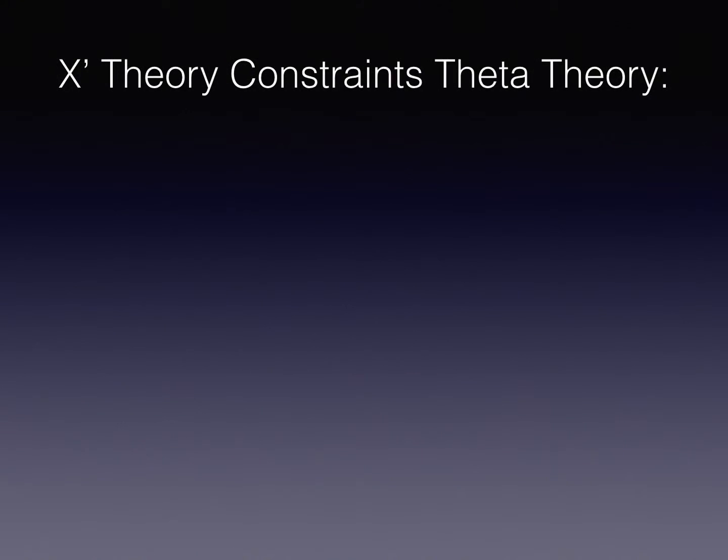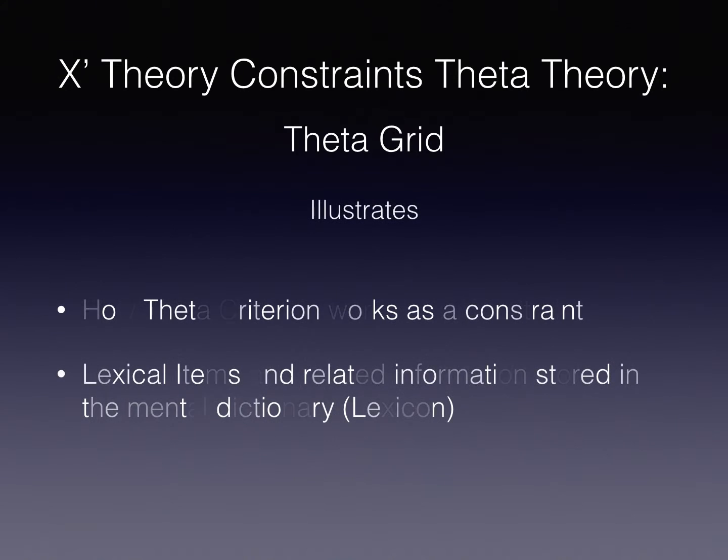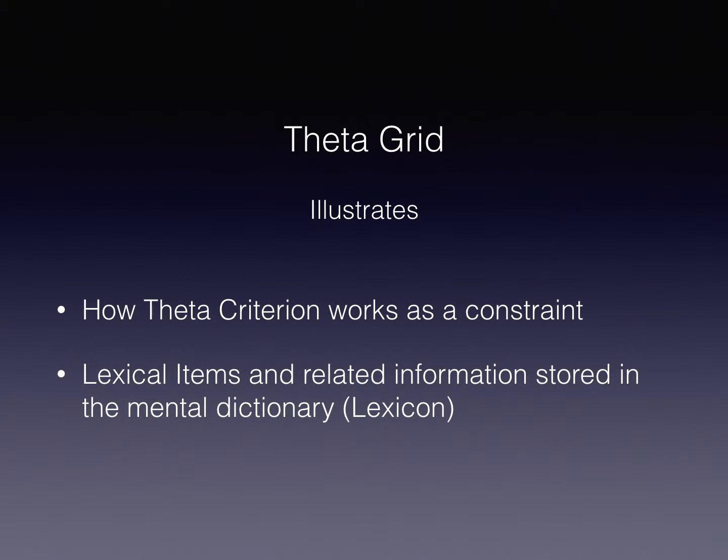The theta grid, which illustrates how we apply the one-to-one argument and theta role relationship, illustrates how the theta criterion filters the words we select from our mental dictionary, aka our lexicon. And this is to produce a grammatical sentence that accounts for selectional restrictions.